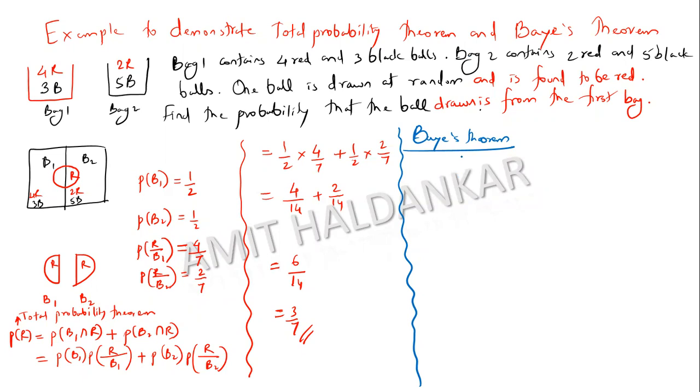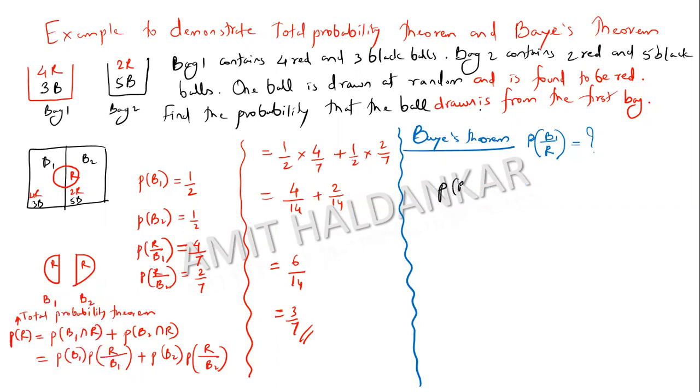Okay. Now the question over here is, one ball is drawn at random and is found to be red. So that means that the event red has already occurred. So R has already occurred, and find the probability that the ball is drawn from the first bag. So P of B1 by R is what is asked of us. So how do I start this? If I start with P of B1 by R, it can be found this way.